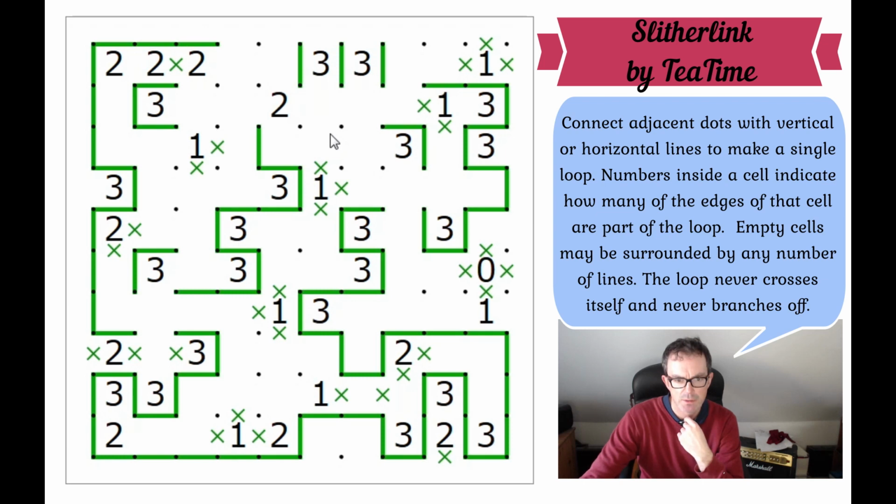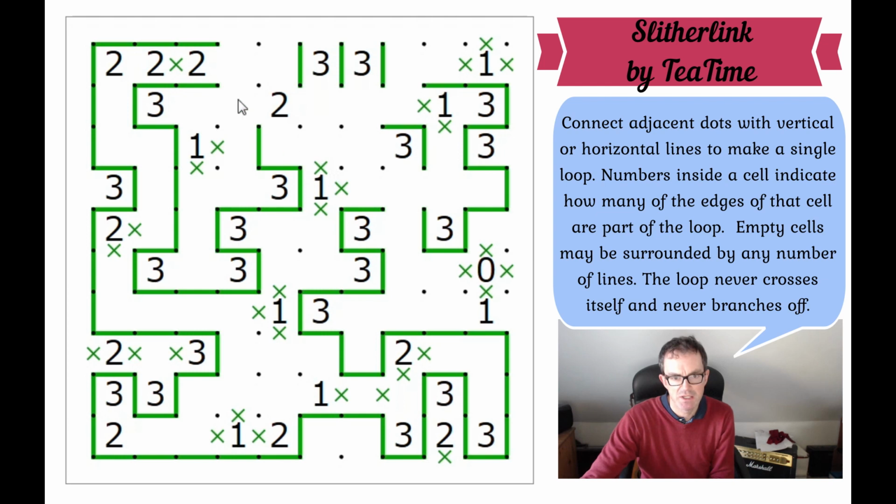And 2, 3. Now this again, we've got 1, 2, 3, 4 line segments as a maximum in this part of the grid. But if I connect that like that, that creates 3 line segments. That's not going to work. So obviously this must do that. I say obviously, I didn't spot it immediately. And that fulfills all of these clues.